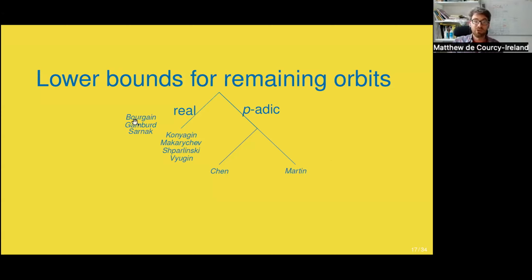So Bourgain, Gamburd, Sarnak showed that there's one large component. The rest of the argument is a lower bound for possible remaining orbits. And ideally, the lower bound should be so large that it contradicts this p to the little o of 1 that we already know from Bourgain, Gamburd, Sarnak. So there are 2 very different approaches.